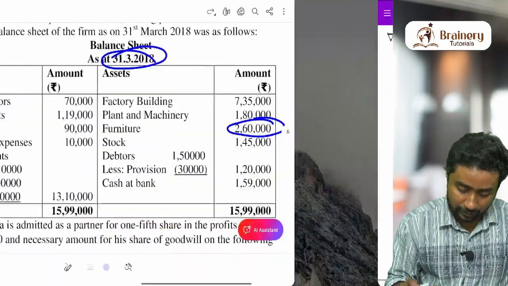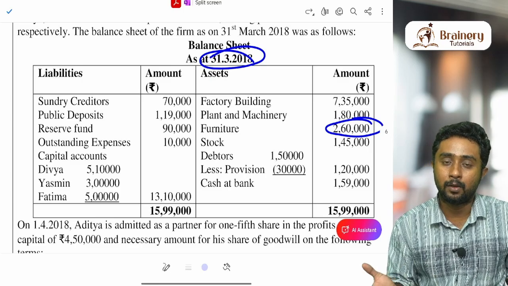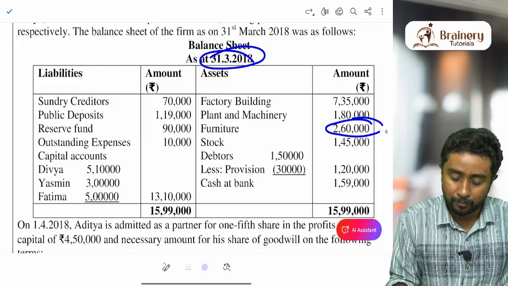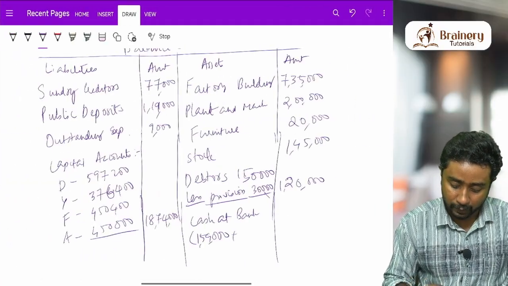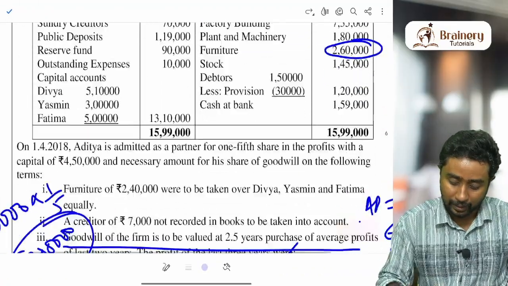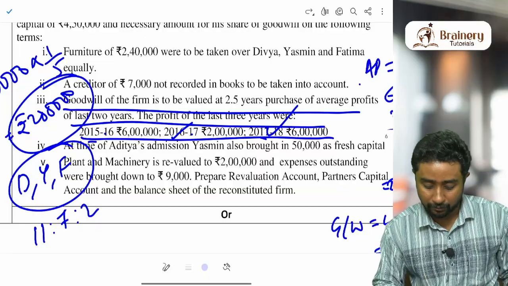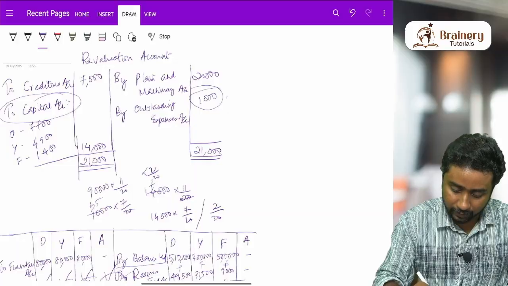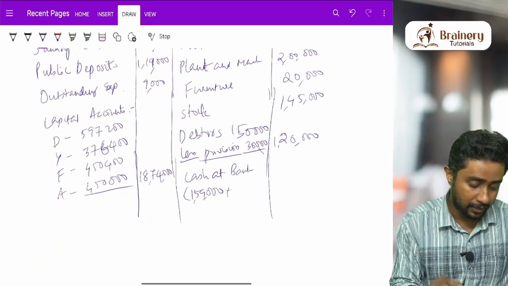In public deposit, from where did the public deposit come? In the old balance sheet there was a public deposit, but nowhere in the question do they mention any change to public deposit. So we will show the same value here, 1,19,000. Next is outstanding expenses. What is the adjustment related to outstanding expenses? 10,000 was there. Outstanding expense should be brought down to 9,000. That means 1,000 we have already decreased in the revaluation account. Before it was 10,000, now we are showing 9,000.